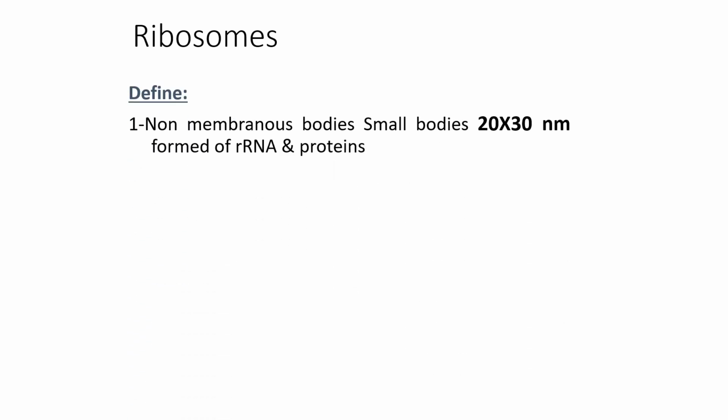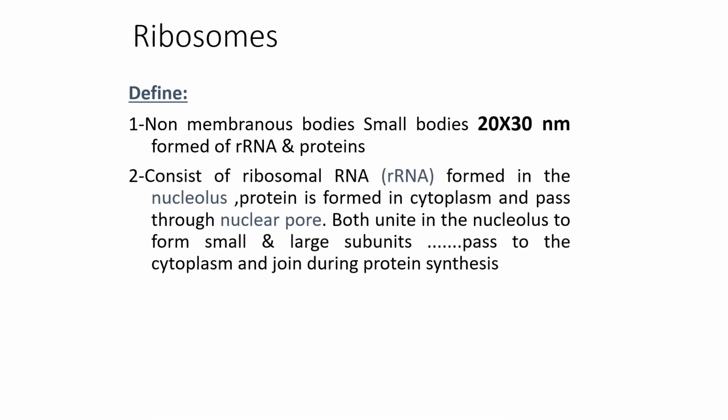Now we are going to talk about the non-membranous organelles. What is the meaning of non-membranous organelles? They are permanent, essential, vital, and have a specific function, but are not surrounded by a membrane. For example, the ribosome. By definition, it is a small non-membranous body measuring 20 by 30 nanometers, formed of rRNA and protein. The rRNA is formed inside the nucleolus, and the protein is formed in the cytoplasm. The protein moves from the cytoplasm to the nucleus through the nuclear pore.